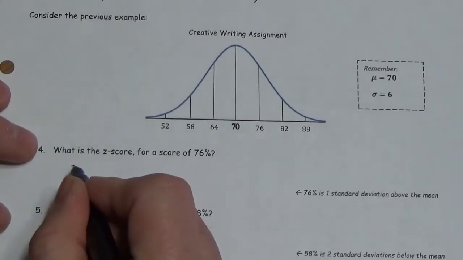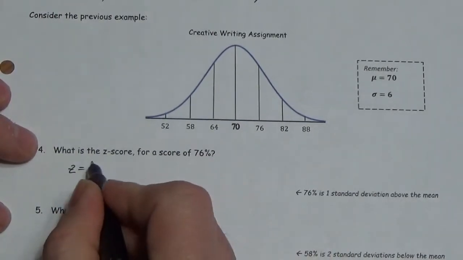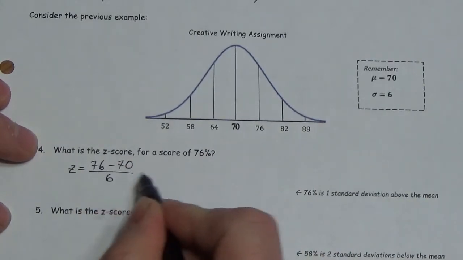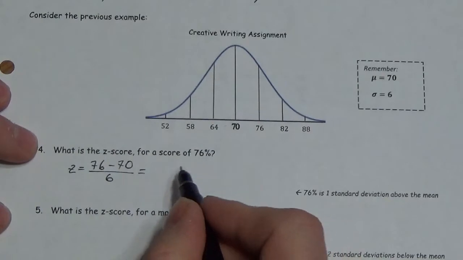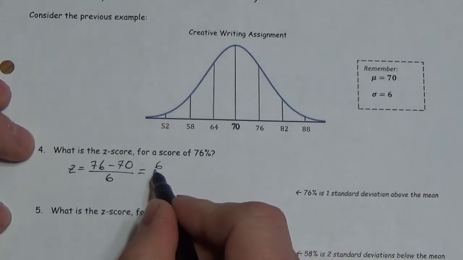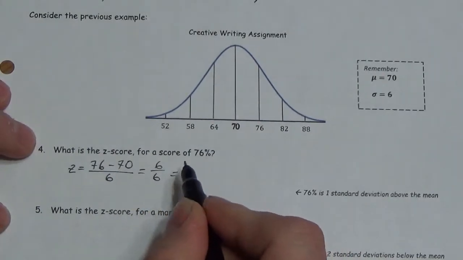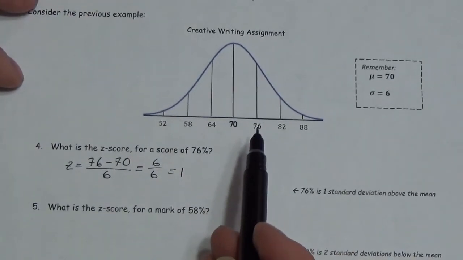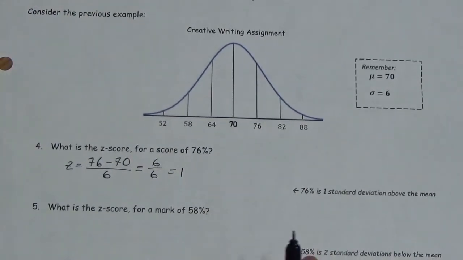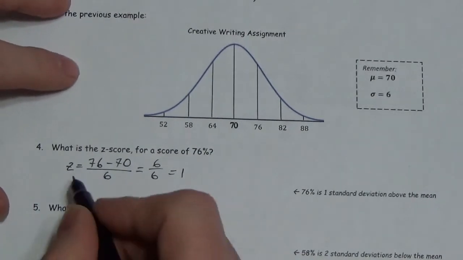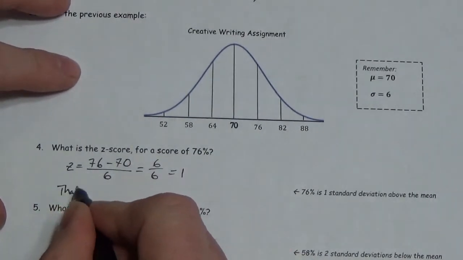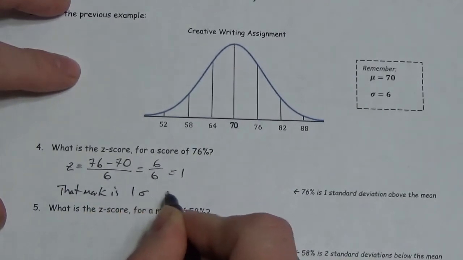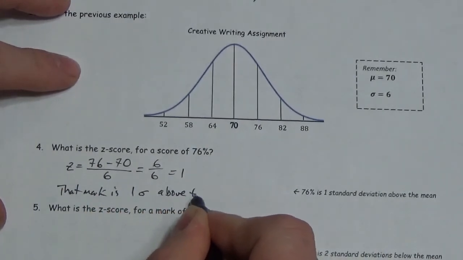So our Z-score here, if somebody got 76, then we subtract the mean from that and divide by 6. So that's going to be 6 divided by 6, or 1. The Z-score for a mark of 76 is positive 1. Now that means that mark is 1 standard deviation above the mean.